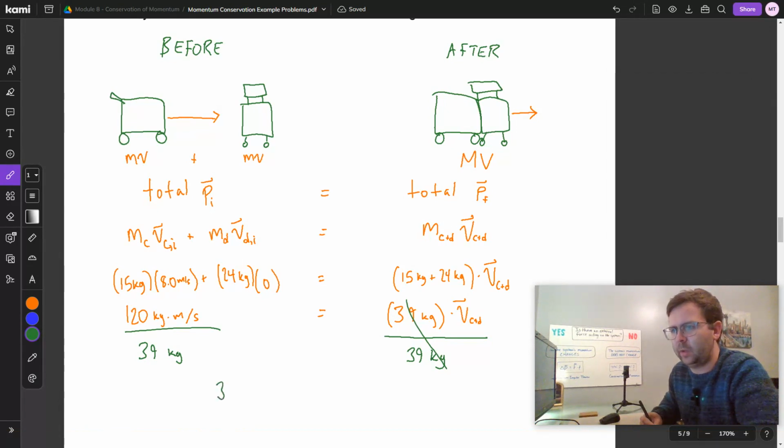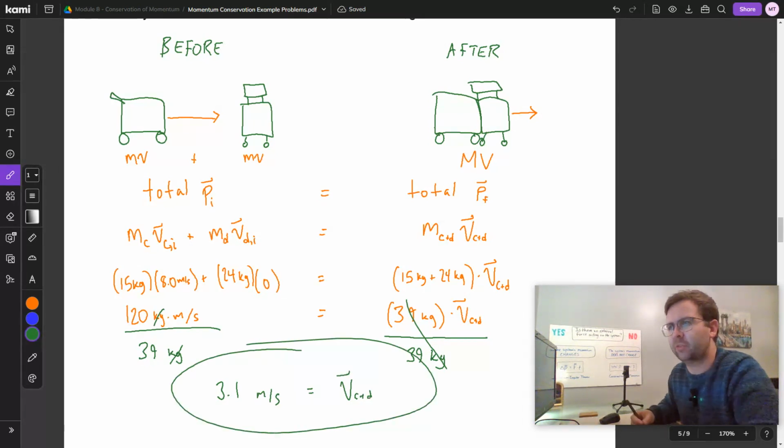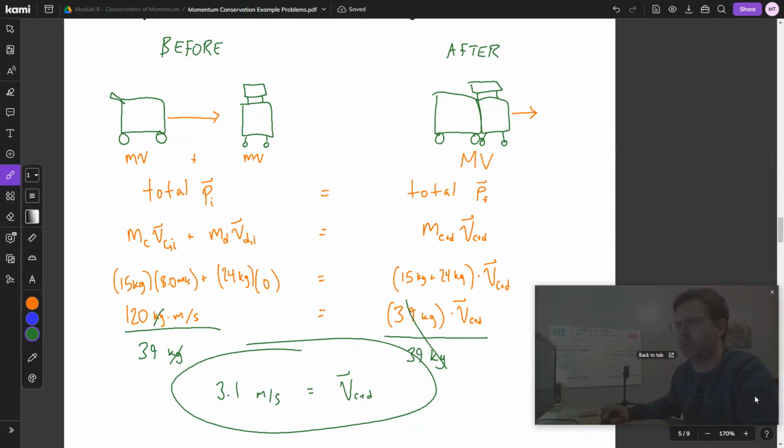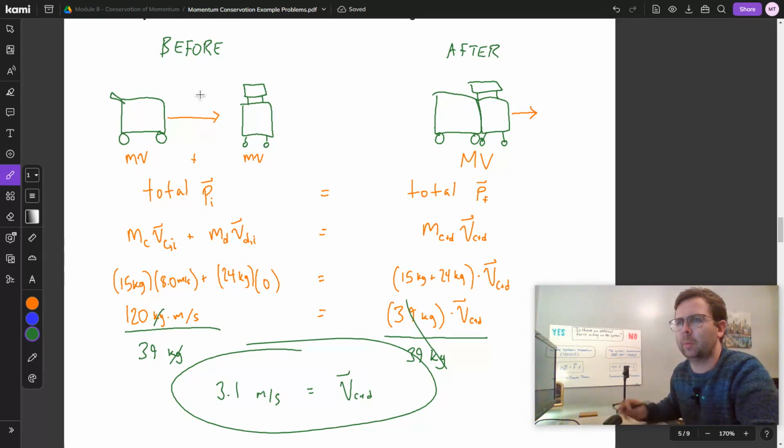3.1, and the kilograms cancel out. We're left with meters per second for a unit, and that's going to be the velocity of the cart plus the display stand together. It is in the positive direction. It's still moving in the positive direction. If you remember up here, the cart originally was going at 8 meters per second. So it slows down pretty substantially to 3.1 meters per second when it collides with the display stand.